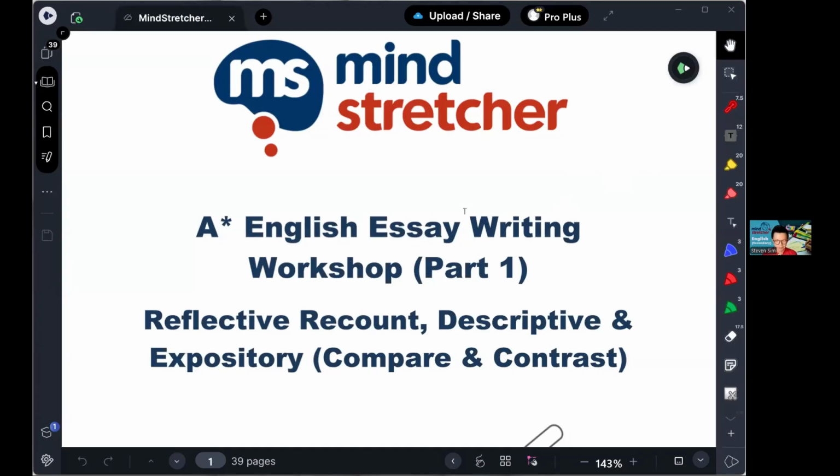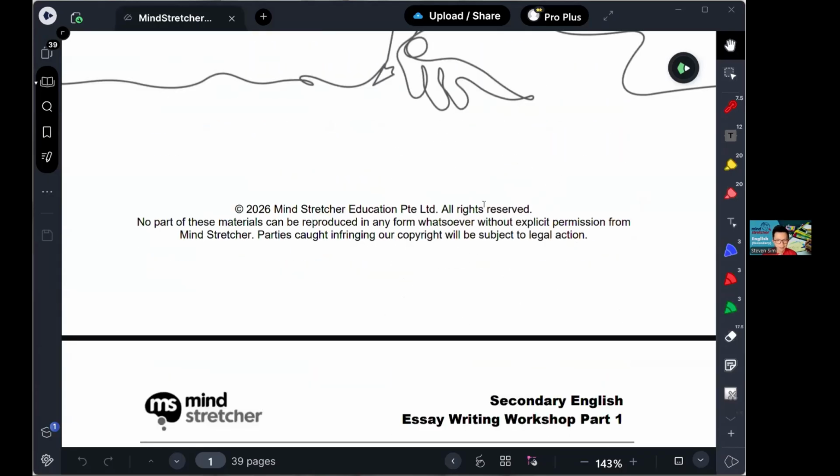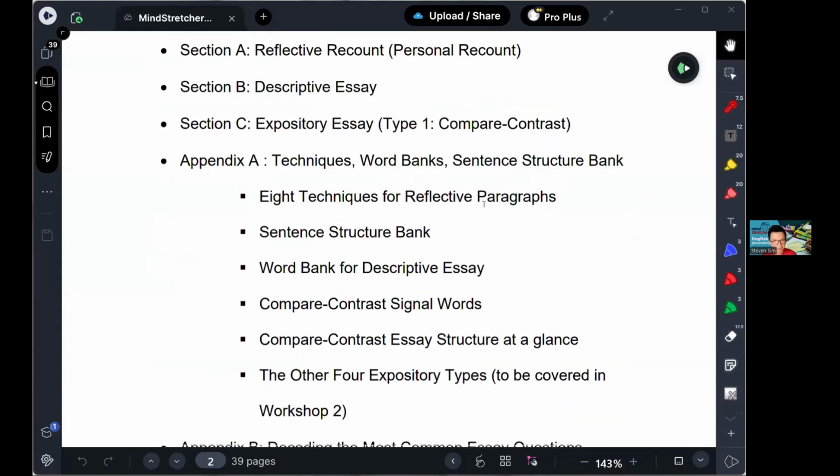Okay, so essay writing, reflective recount, descriptive and expository, compare and contrast. Just compare and contrast for the expository today. Next week, we look at the others. So these are some of the things which we are dealing with tonight.